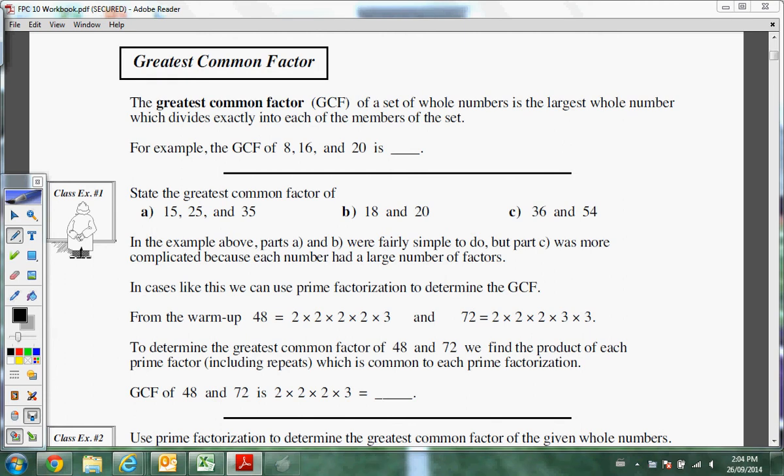Okay, so Unit 3, Lesson 2 and 3, we're going to kind of do them together. They're a little bit different, but 2 is based off of 1. We're talking about greatest common factor, so GCF. GCF is something you're going to see a lot with factoring and you want to be good at.